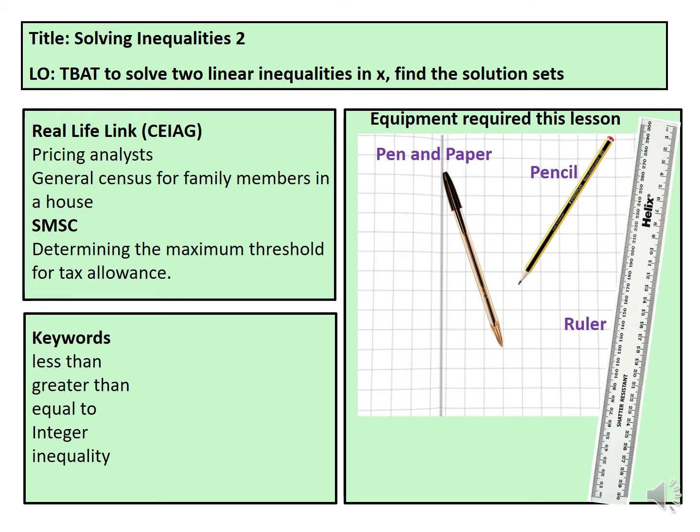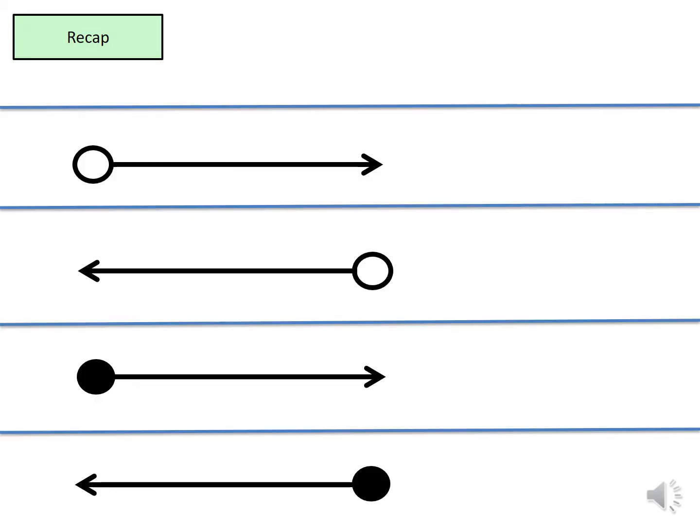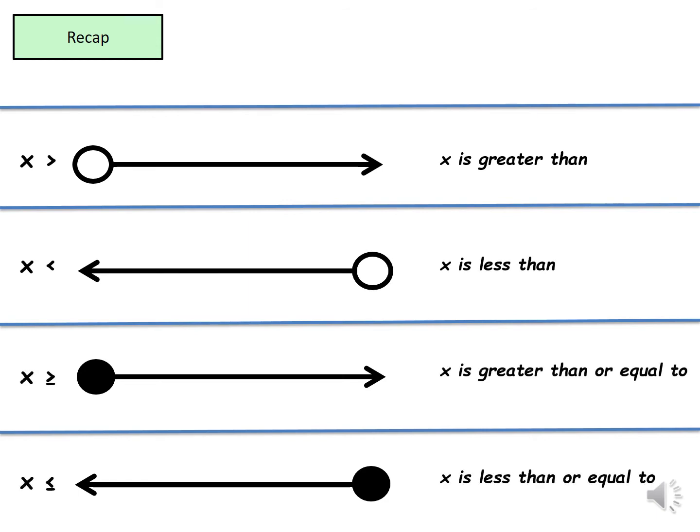This week's homework is similar to last week, except this time we'll be solving inequalities and then placing them on the number line. To start with, let's do a quick recap. These are what the symbols represent, and the colored circles are when it's also equal to, and the hollow circles are when it's just greater than or less than.